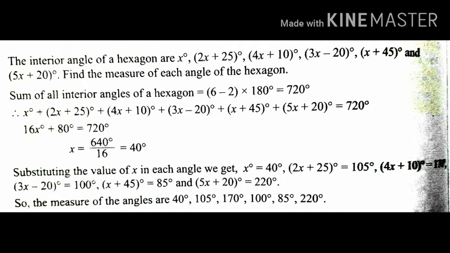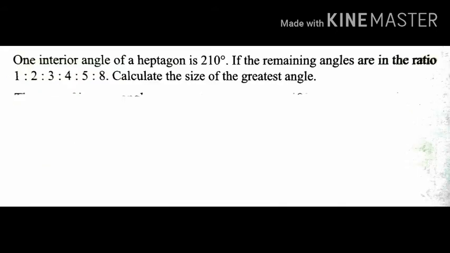Now you add all the given angles in terms of x and set it equal to 720 degrees. Add the like terms, and after cross multiplying you will get the answer as 640 divided by 16, because 720 minus 80 gives you 640. Cross multiplying gives you 40 degrees, because the sum of all the angles divided by the number of sides gives you the measurement of one angle.